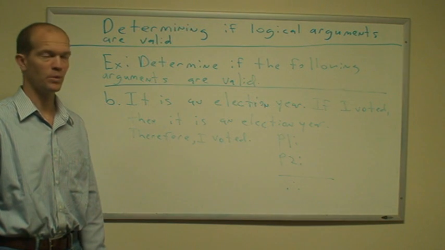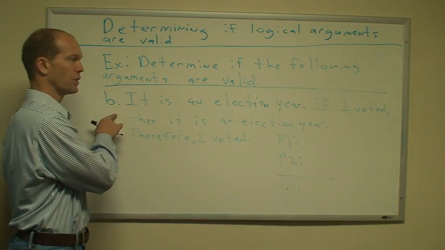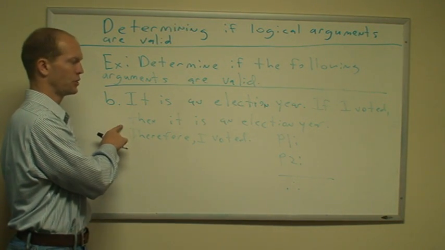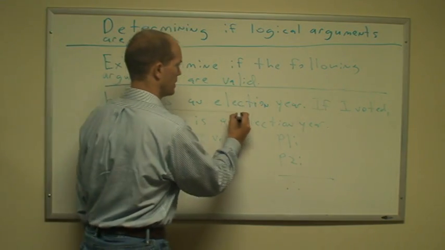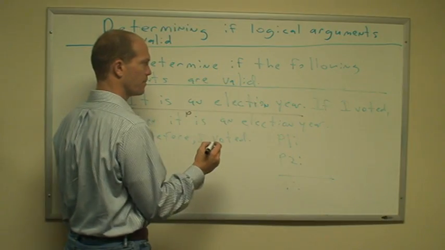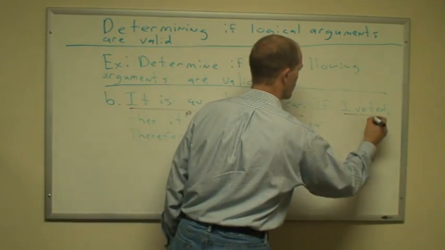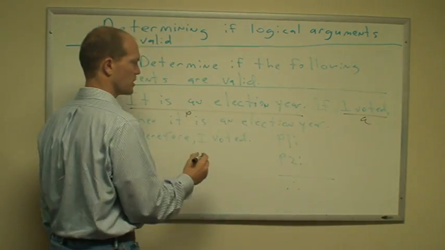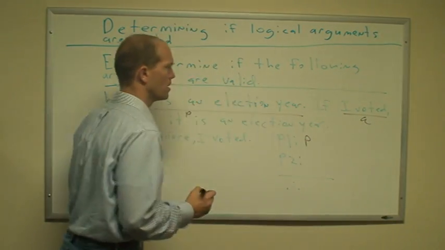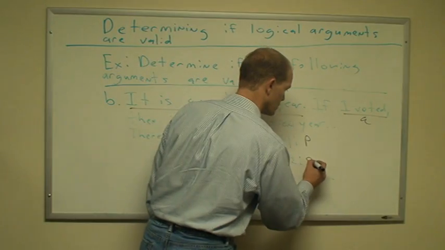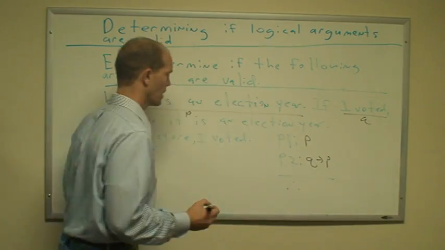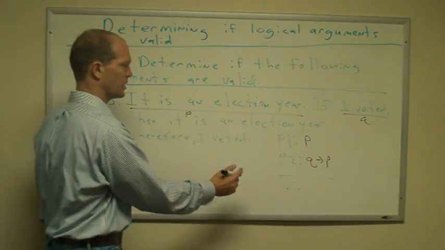In this example, the argument is: it's an election year. If I voted, then it's an election year. Therefore, I voted. Let's take it's an election year to be P, and I voted to be Q. That tells us that premise 1 is P. Premise 2 is if Q, then P. And the conclusion, I voted, should be Q.